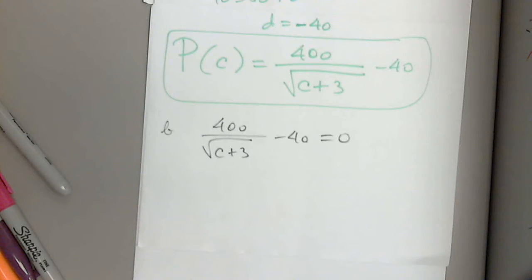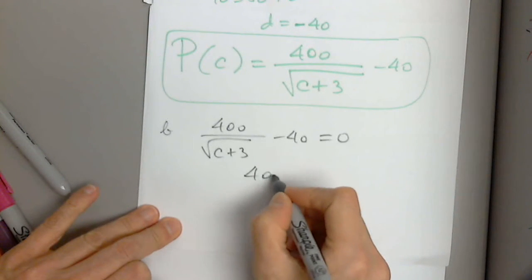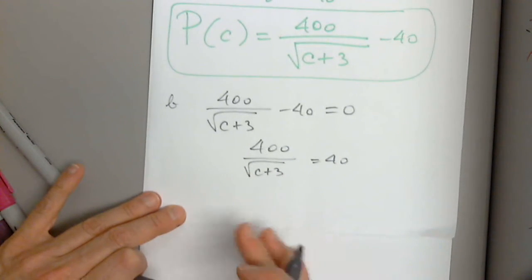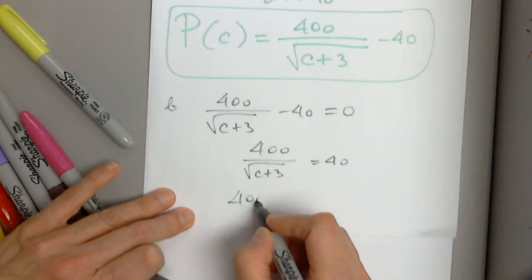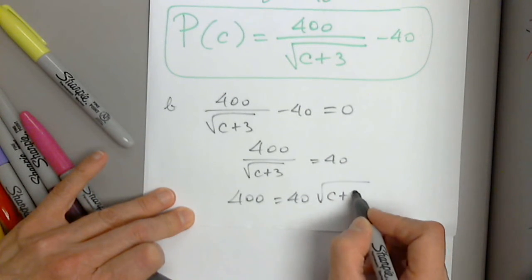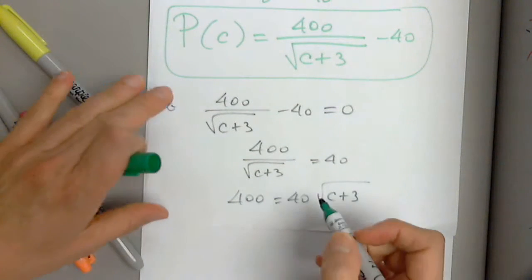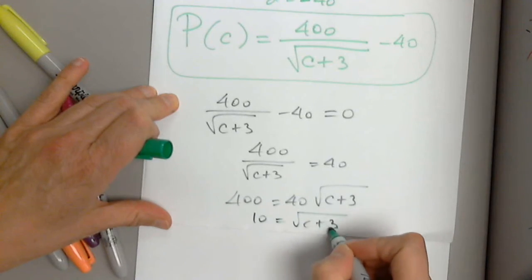Any suggestions on how to continue? Awesome, of course. The idea is to isolate. And then, of course, I'll cross multiply and get 400 equals 40 times the square root of C plus 3. I want to clean it up. What should I do to both sides to clean it up? Divide by 40. Exactly. So I have 10 equals the square root of C plus 3.